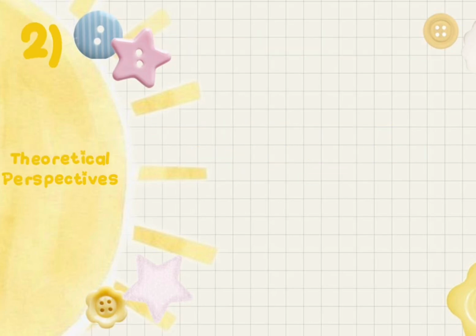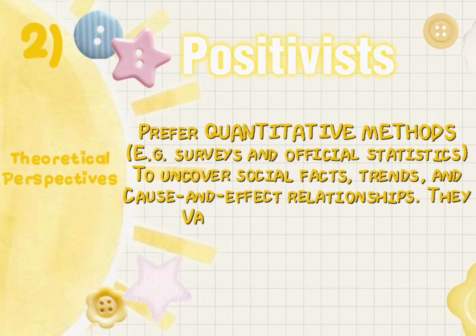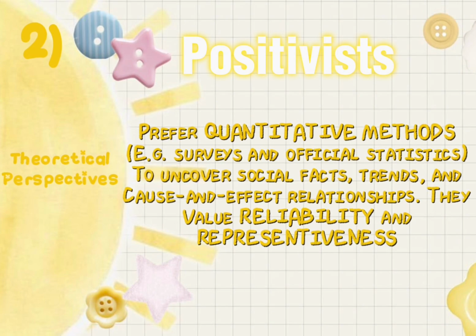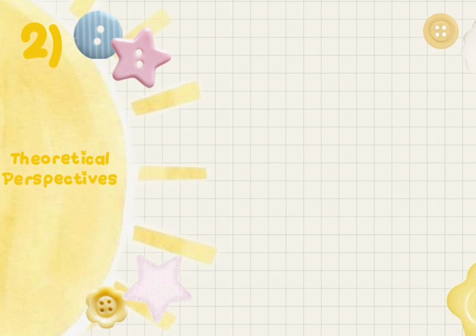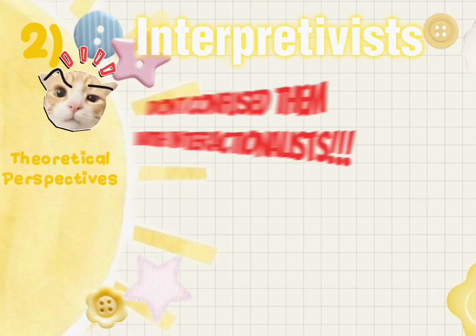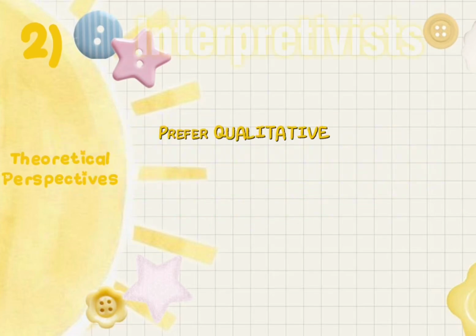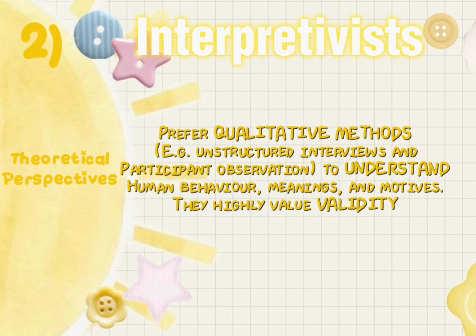2. Theoretical perspectives. First of all, you have positivists. They prefer quantitative methods, for example surveys and official statistics, to uncover social facts, trends, and cause and effect relationships. They value reliability and representativeness. And then you have interpretivists. Don't confuse them with interactionists, because I do, and they're very much not. They are interpretivists. And they prefer qualitative methods, for example unstructured interviews and participant observations, to understand human behaviour, meanings, and motives. They highly value validity.